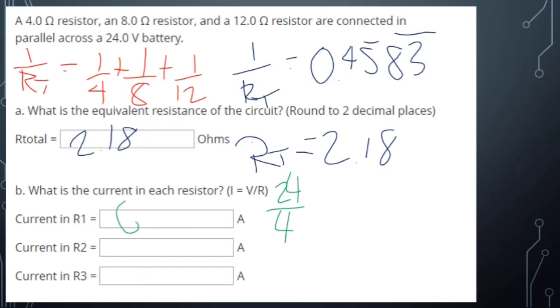24 divided by 4 is 6. For R2, we have 24 divided by 8, which is 3. So that's R2. And then for the third one, we have 24 divided by 12, which is 2. And that is the current going through each resistor.